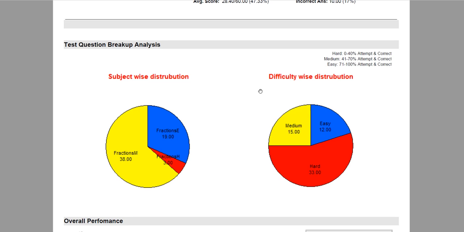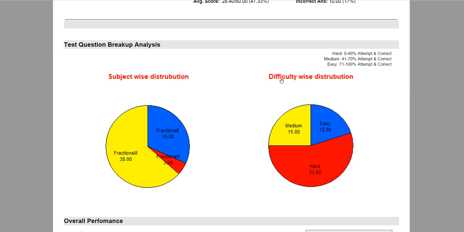Now, when we scroll down, the second section is about the subject-wise distribution: how many questions HUNARly has set to be easy, how many were medium, and how many were hard. This being an easy-medium paper, that was the setup. It would be slightly different for a medium-hard paper. You would see more hard and medium in this chart.